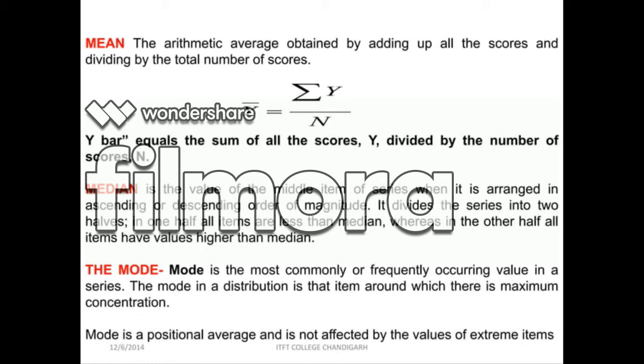Now, what about the median? Median is the value of the middle item of a series when it is arranged in ascending or descending order of magnitude. So it divides the series into two halves. In one half, all items are less than the median, whereas in the other half, all items have values higher than the median. Now, what about the mode? The mode is the most commonly or frequently occurring value in the series. The mode in a distribution is that item around which there is maximum concentration. So the mode is a positional average and is not affected by the values of extreme items.